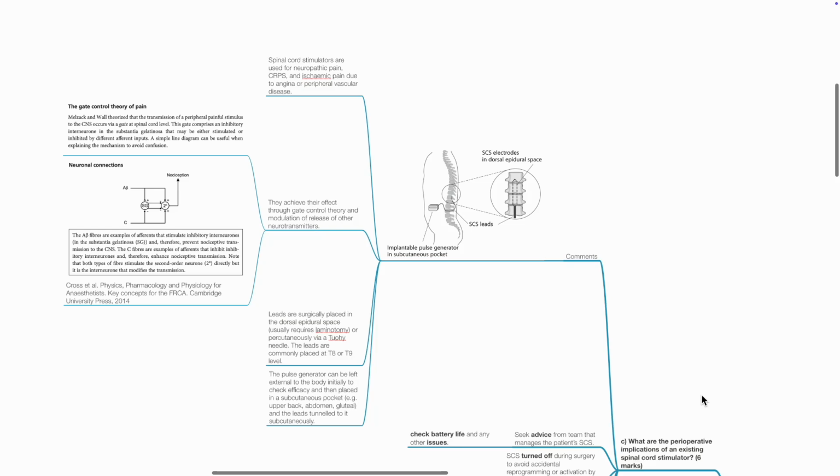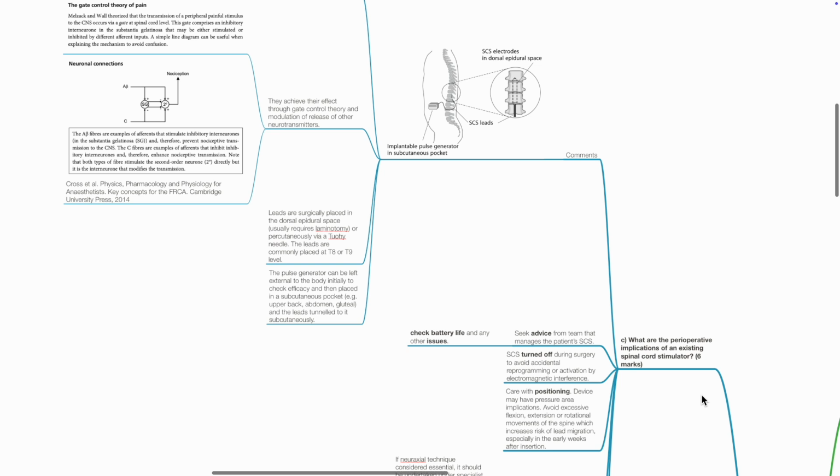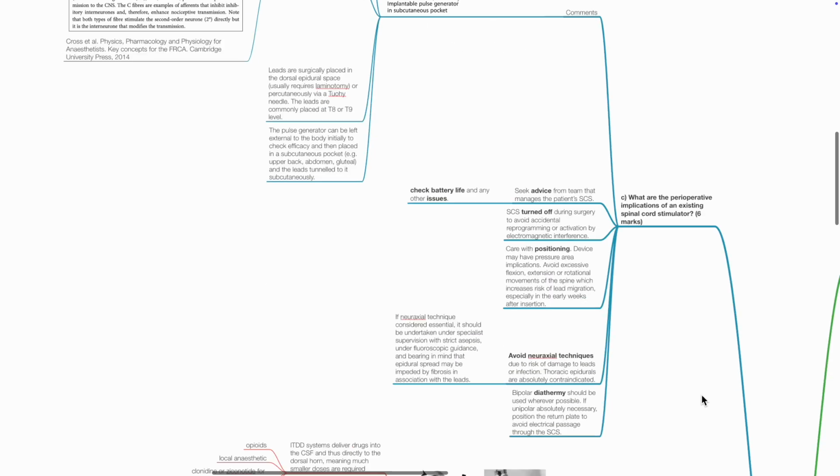The pulse generator can be left external to the body initially to check efficacy and then placed in a subcutaneous pocket, such as the upper back, abdomen, or gluteal region, and the leads tunneled to it subcutaneously. Seek advice from the team that manages the patient's spinal cord stimulator. Check battery life and any other issues. The stimulator should be turned off during surgery to avoid accidental reprogramming or activation by electromagnetic interference. Care with positioning. The device may have pressure area implications.